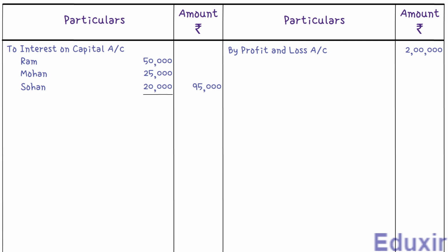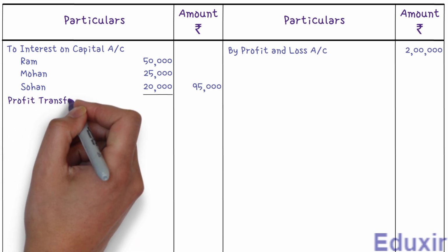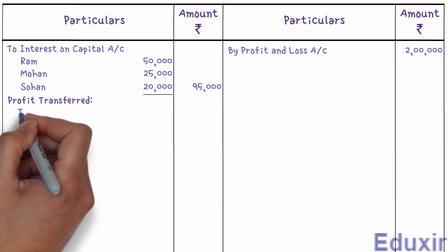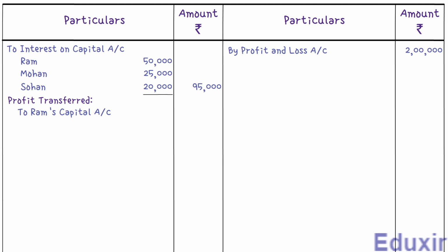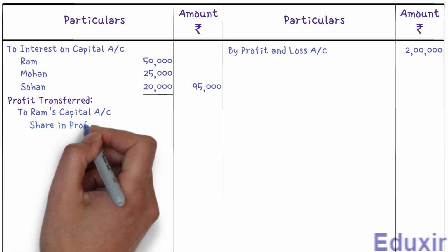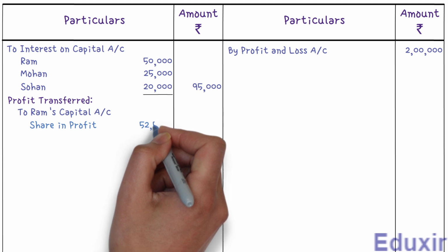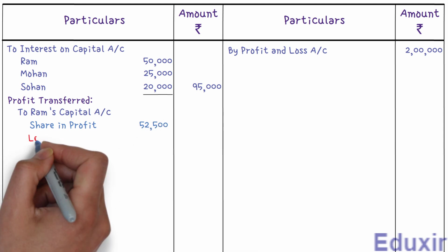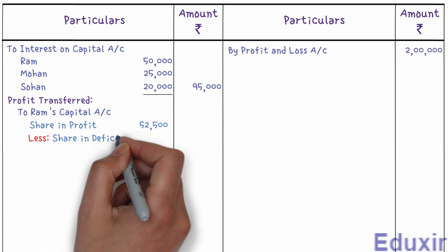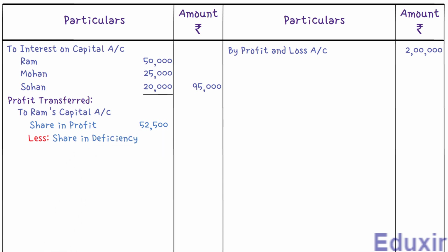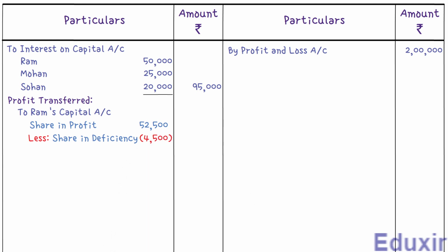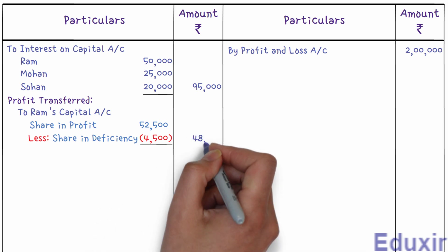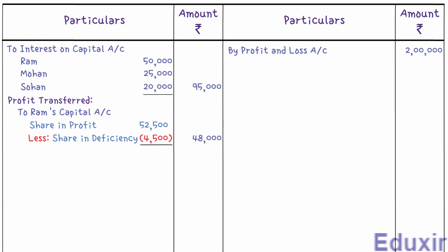Let's first write the subheader profit transfer in the particulars column on the debit side. Let's then write to Ram's capital account. Let's then write partner Ram's share in profit calculated as per the profit sharing ratio, which is 52,500 rupees. From this, let us lessen his contribution to the partner Sohan's profit share deficiency from guaranteed amount. This is 4,500 rupees. Now from 52,500 rupees, if we subtract 4,500 rupees, we get 48,000 rupees. Let us write this amount in the amount column.